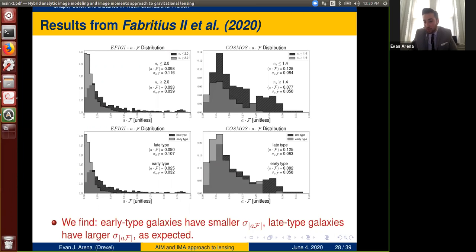All four of these plots point towards the same result. Early type galaxies have a smaller scatter in intrinsic flexion, and late type galaxies have a larger scatter. And therefore, elliptical galaxies have less intrinsic flexion noise and are better for flexion studies, as expected.